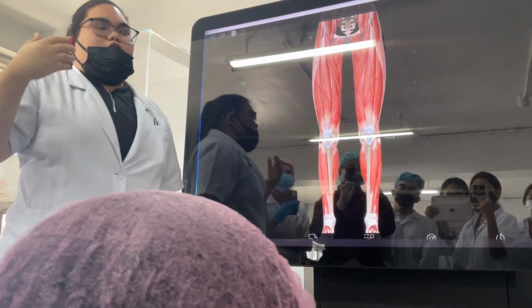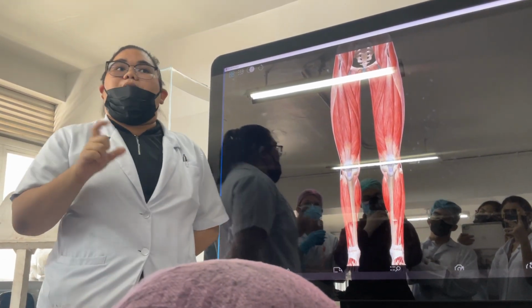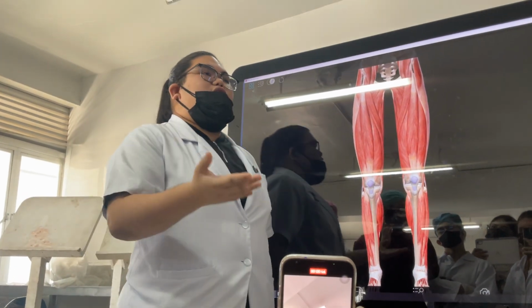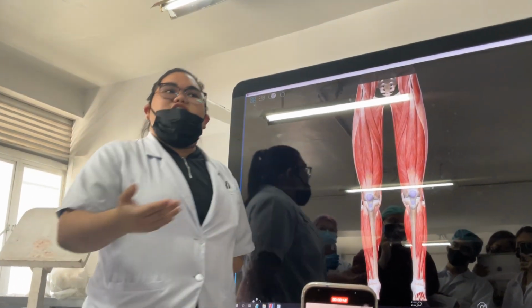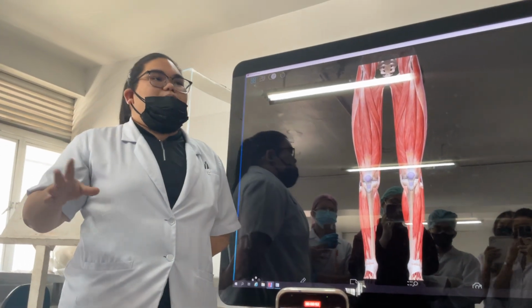Also a bonus, please memorize all of the compartments, all of the muscles per compartment, because a lot of the questions are going to run around that. For example, if I present to you a list of muscles and I ask you which of these do not belong to the anterior compartment or which do not belong to the medial compartment, so please familiarize yourself.